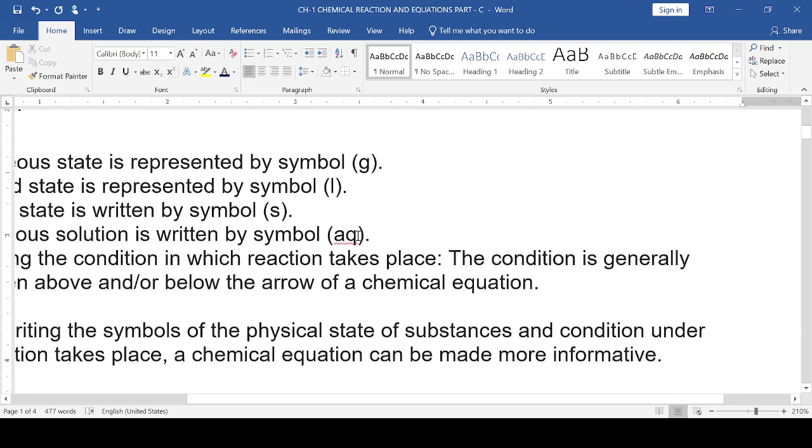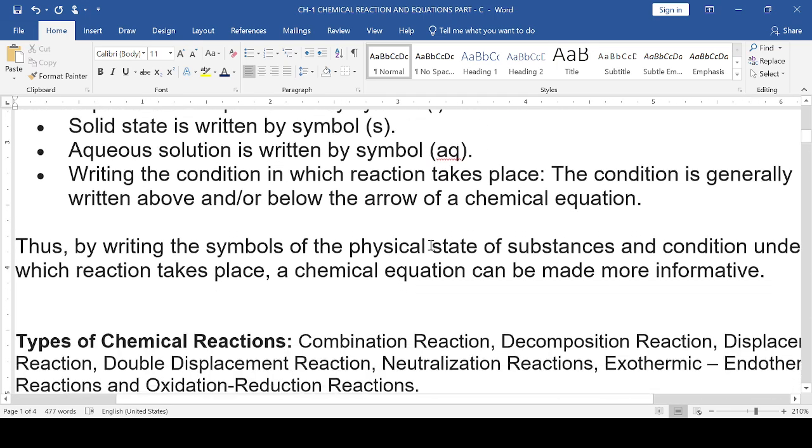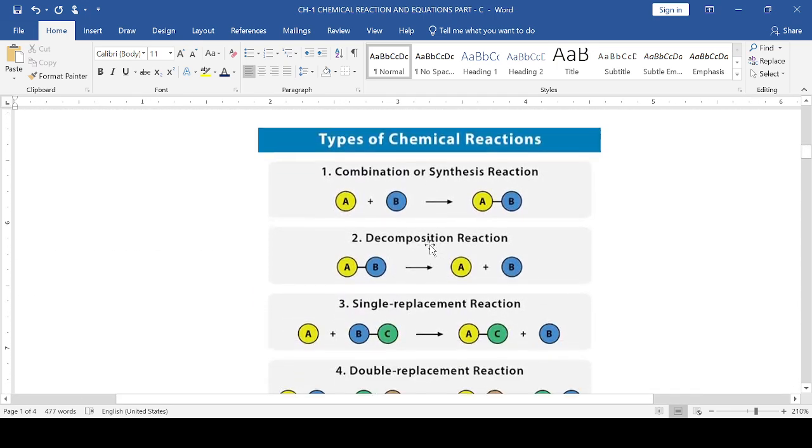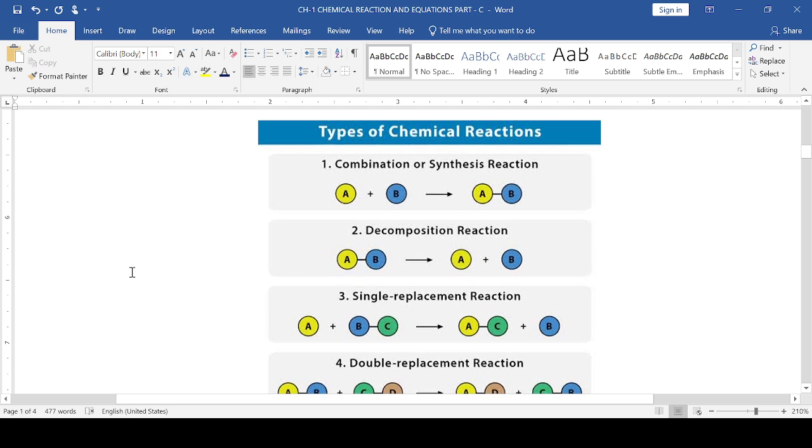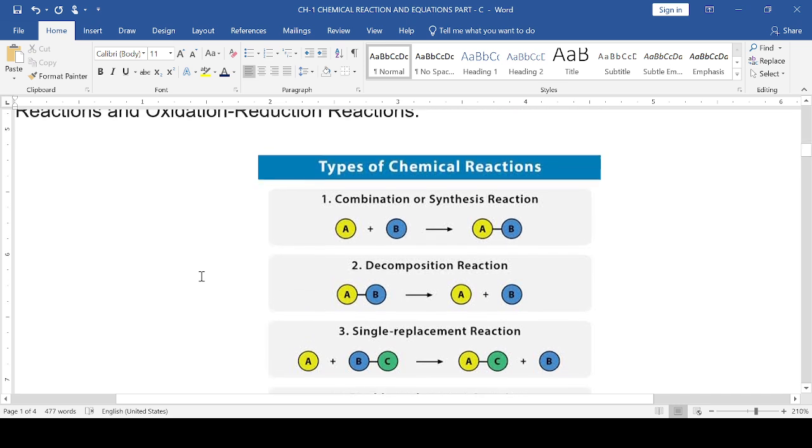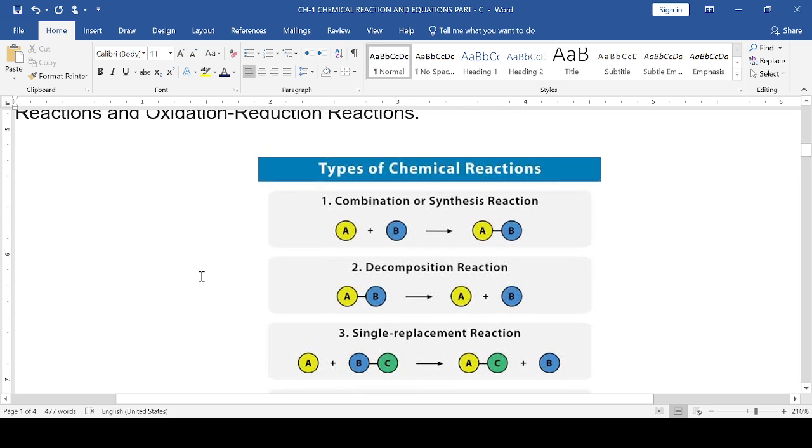Please check the image, and these notes are attached in the form of a PDF file. The drive link has been shared. You can get the notes as well. So combination reaction: two substances are there, A and B. When they combine, you will get AB. Decomposition reaction: here AB will split into two, A and B.